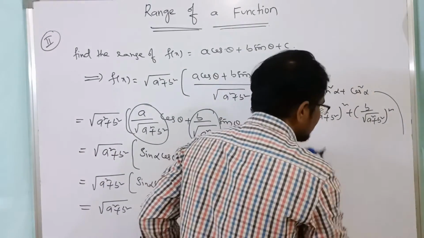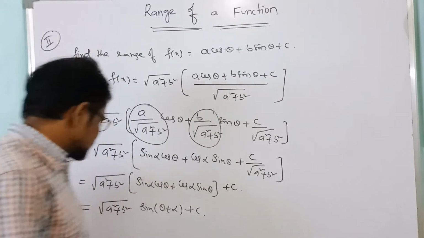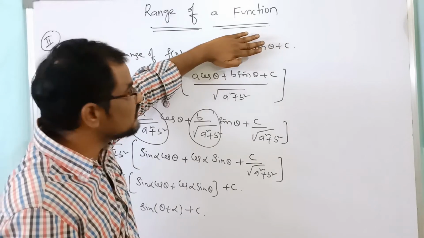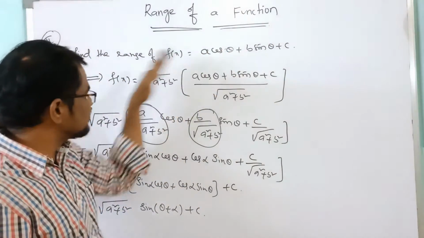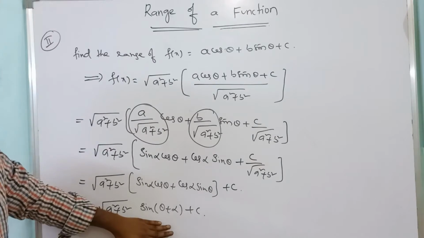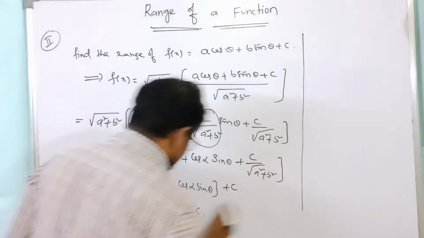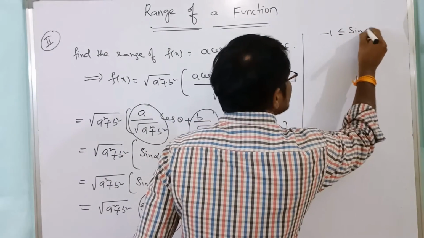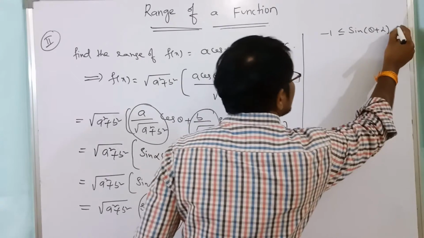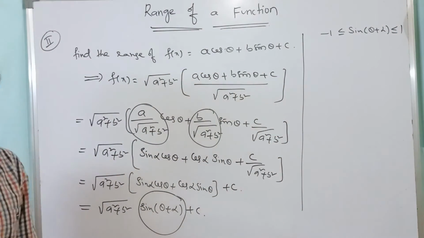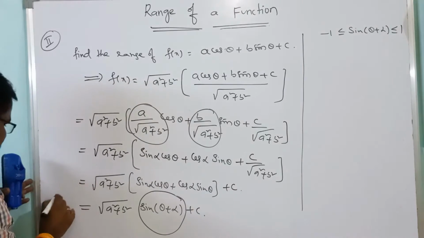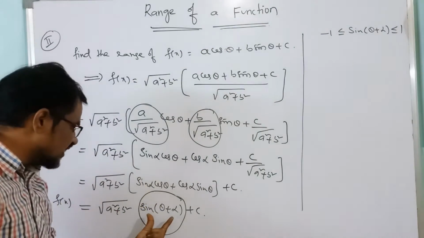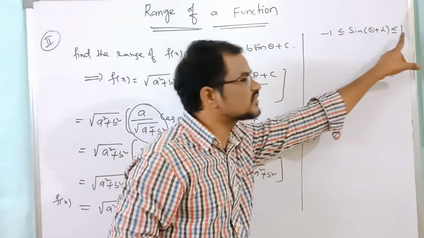Now, see, once you observe, this given function involves two trigonometric functions. By simplifying like this, we are getting a single trigonometric function. Now we know that -1 is less than or equal to sin of theta plus alpha, which is less than or equal to 1, right? Now this is f of x, the range of this one is nothing but the range of the given function. So sin of theta plus alpha exists in the closed interval -1 to +1.